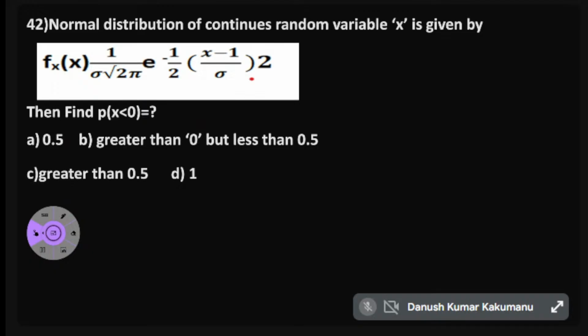The normal distribution of a continuous random variable x is given by f of x is 1 by sigma root 2 pi, e power minus 1 by 2, x minus mu by sigma whole square, for minus infinity less than x less than infinity. Then find P of x less than 0. Options: 0.5; greater than 0 but less than 0.5; greater than 0.5; 1. What is the correct answer?